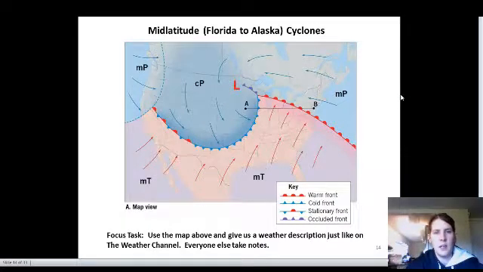Okay, so using this map above, just give a weather description just like you would on the Weather Channel. I really just want you to go through this on your own, in your notebook or wherever you take notes, to describe what's going on here.